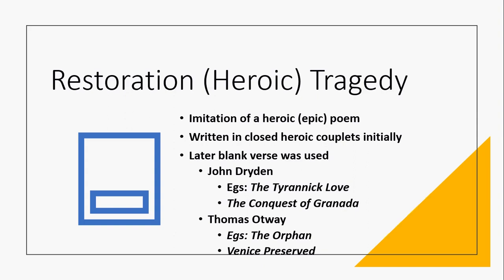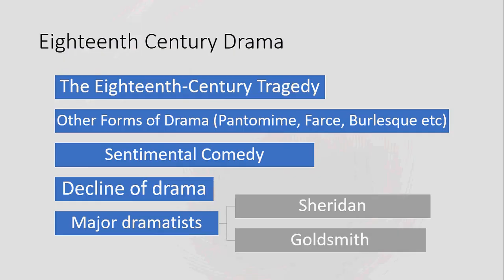The two famous Restoration tragedy playwrights, as you can see on your screens, are John Dryden, with two example plays, Tyrannic Love and The Conquest of Granada. Thomas Otway is another playwright of this period who wrote heroic tragedy or Restoration tragedy. Two example plays by him are The Orphan and Venice Preserved. From here we move on to the 18th century drama.